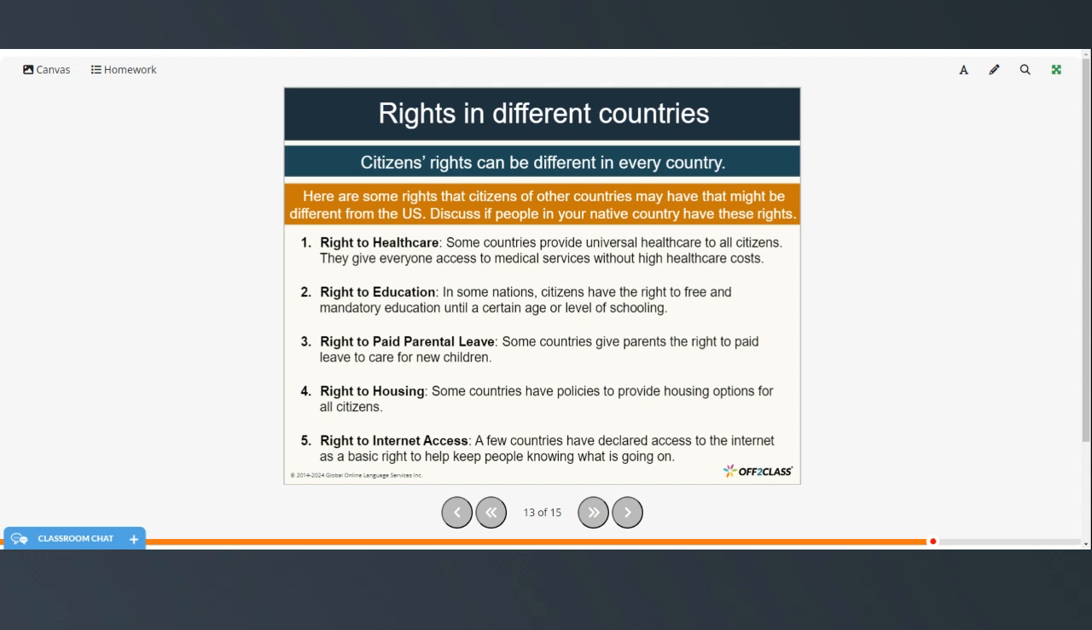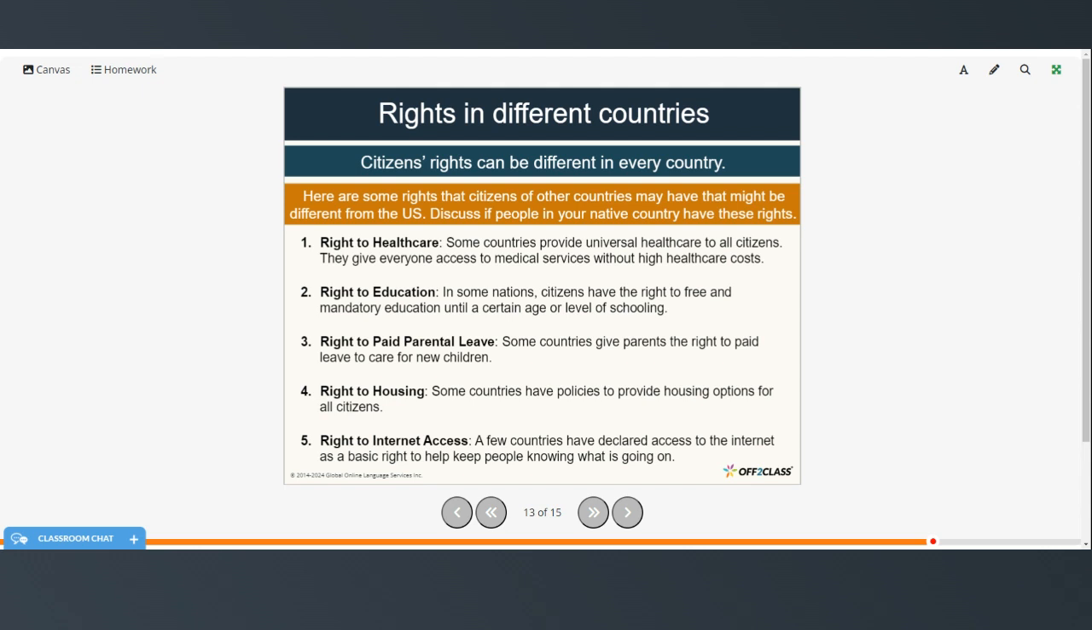Right to education. In some nations, citizens have the right to free and mandatory education until a certain age or level of schooling. We do have that right in the US. Right to paid parental leave. Some countries give parents the right to paid leave to care for new children. In the US, we have parental leave, but currently it is unpaid.